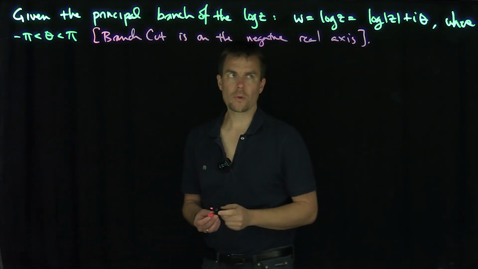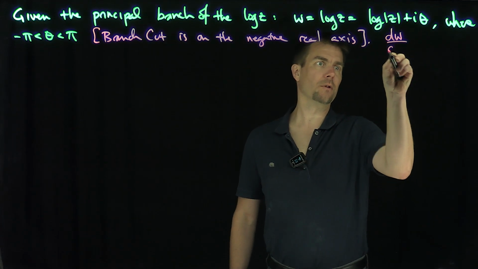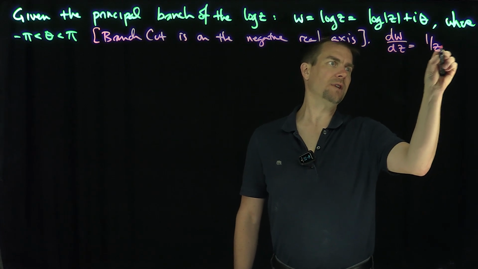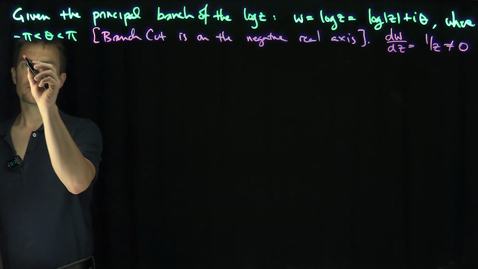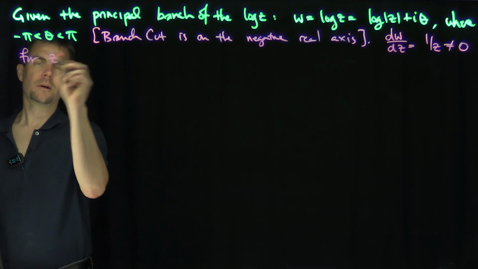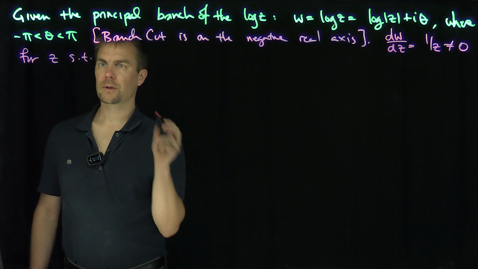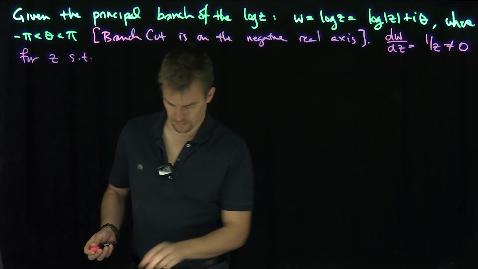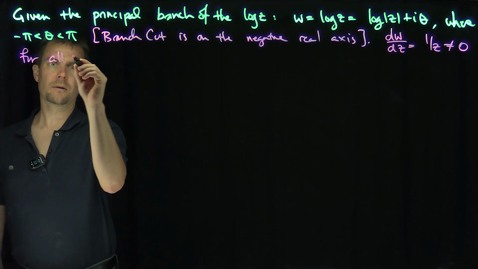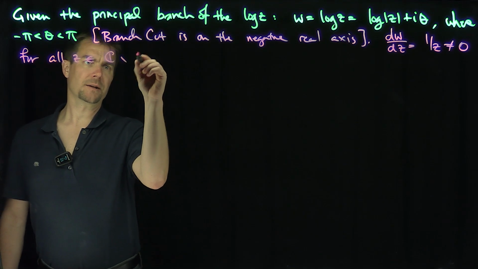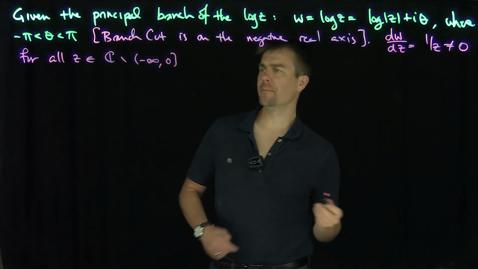Okay, good. Now, what's dw/dz? dw/dz, by definition of the logarithm, is 1 over z, and that's not equal to 0, but I cannot have z equal to 0, for all z in the complex plane minus negative infinity to 0. You can't choose those points. Those are not on your branch cut, okay?